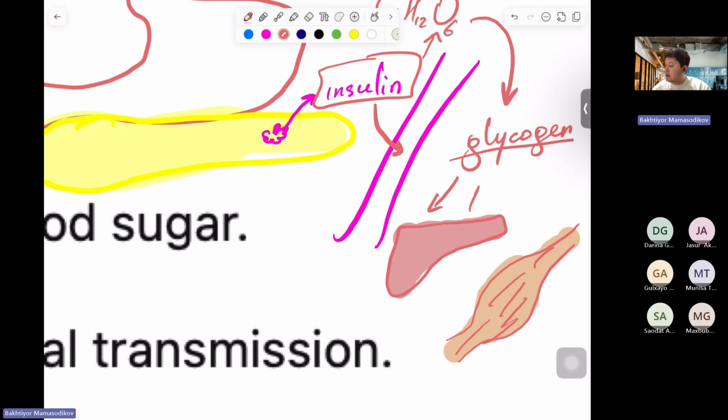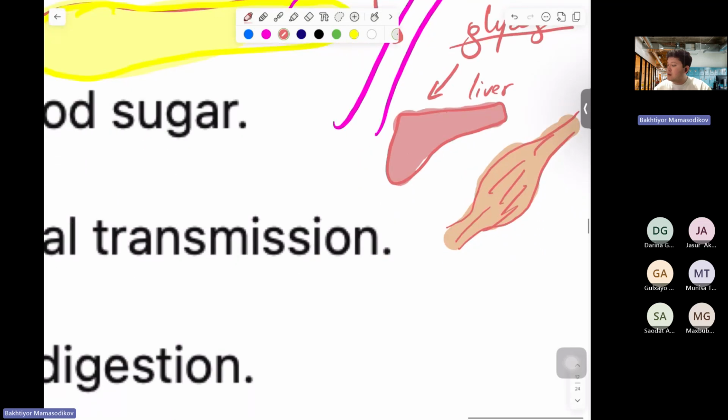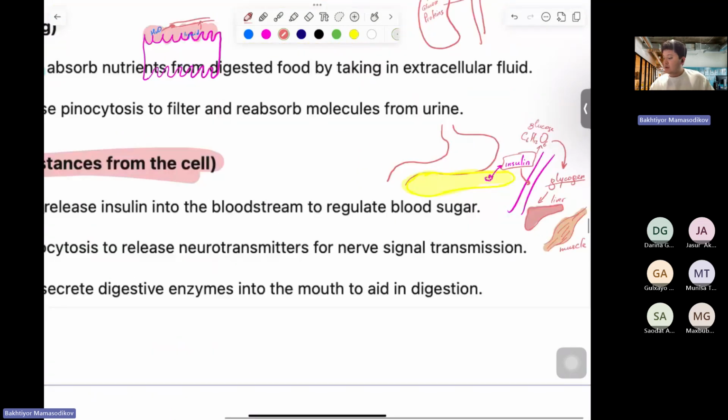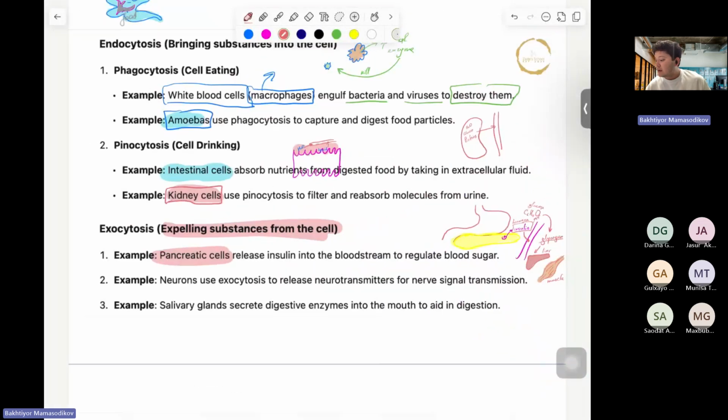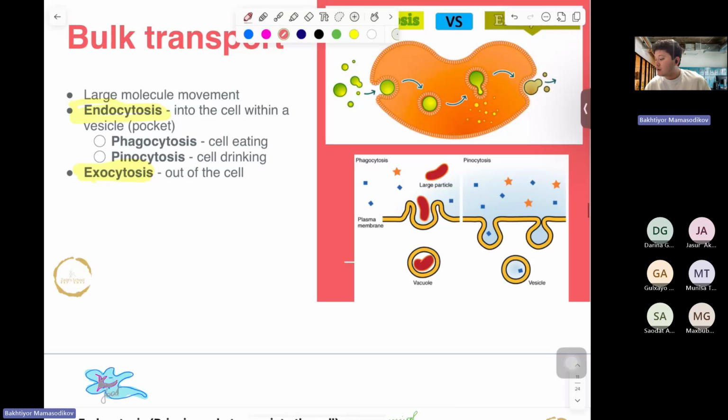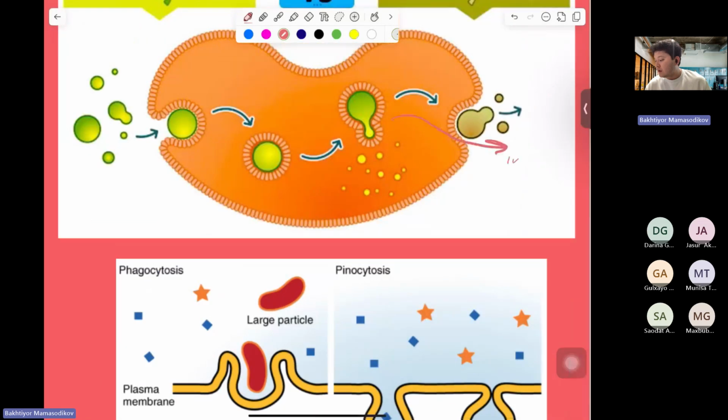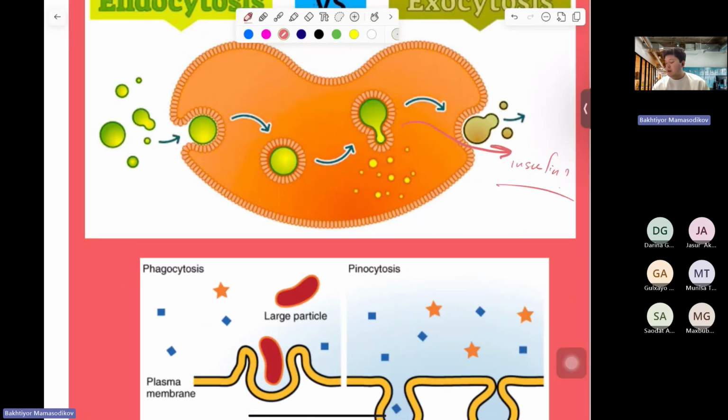So imagine this is liver. Liver means печень, and muscle means muscle. This is the exocytosis. So insulin is released from the cell. The insulin is a large hormone. This molecule will be released like this, like this, to the outside, like insulin, and a lot of other molecules.